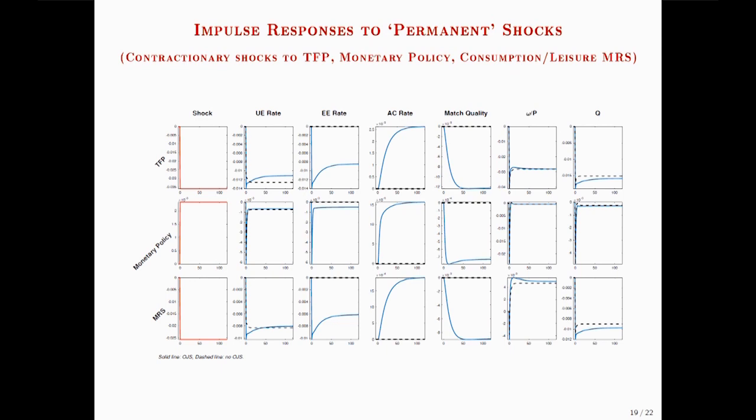And you see that, as is intuitive, those shocks are all contractionary. And so what it does to average match quality is that average match quality goes down because labor demand goes down, so fewer workers find jobs. It's harder to climb the job ladder.